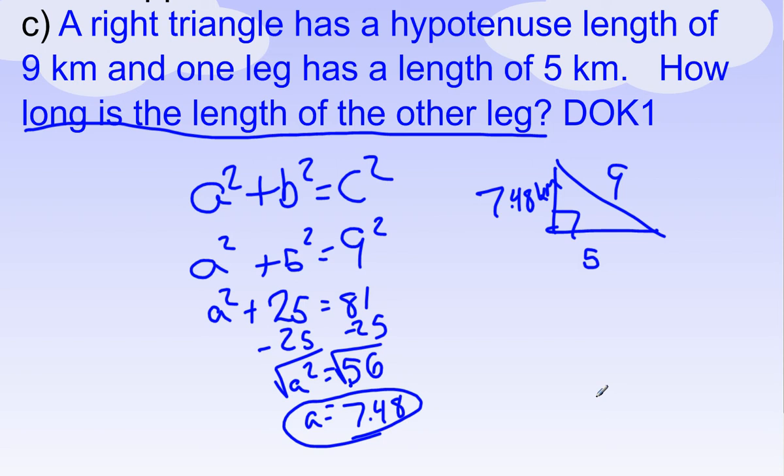And there we go. We used the Pythagorean theorem. We plugged in the hypotenuse for C, one of the legs for B. We simplified each side. We got the variable by itself. We square rooted each side and found our missing leg is 7.48 kilometers.